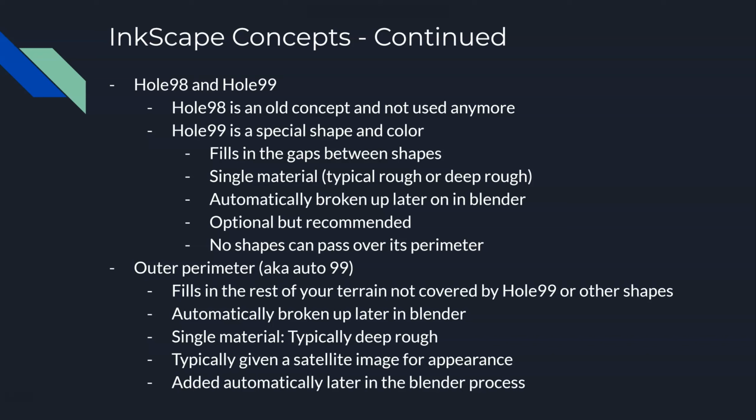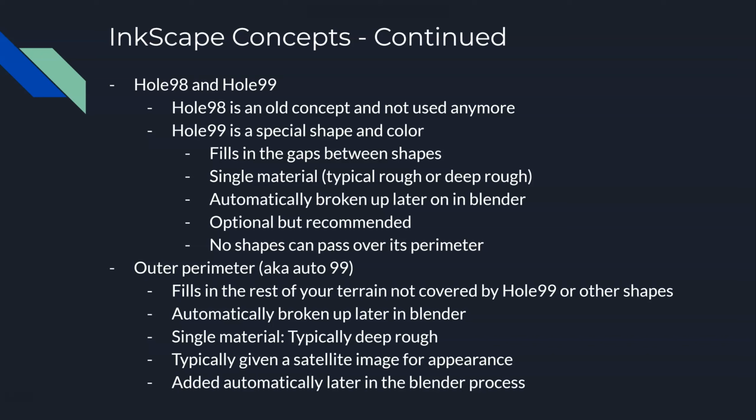Okay. We also have this concept of an outer perimeter, or what we call an auto 99. A hole 99, which I just talked about, is something you create. If you do not create that, there's going to be a thing called an auto 99 that is done inside of Blender. It's not done in Inkscape, it's done later on in Blender. I'll show you this in a second. It fills in the rest of your terrain. So anything you don't cover by hole 99 outside of the area, and we talked about terrain, so you created your terrain already, it's that square area. That's going to cover that because we need to cover that in a mesh. So that's what the outer is going to cover up. It again is automatically broken up in Blender. We're going to take a look and see what that looks like.